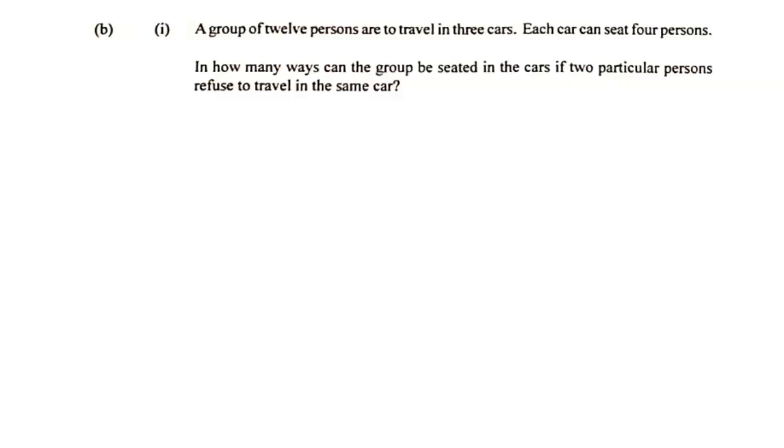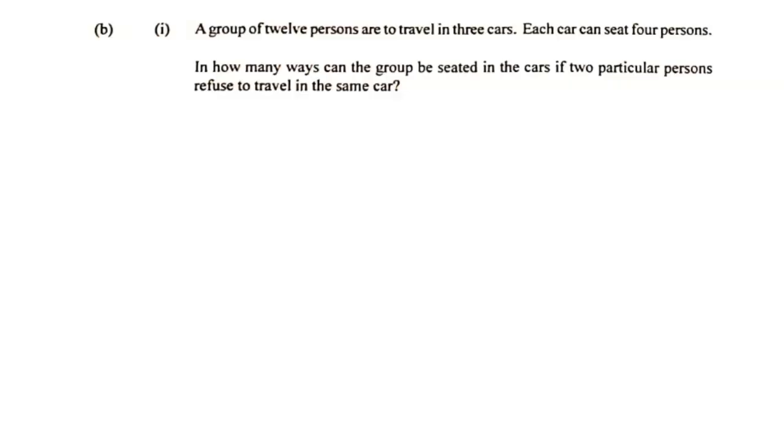Next, a group of 12 persons are to travel in 3 cars. Each car can seat 4 persons. In how many ways can the group be seated in the cars if 2 particular persons refuse to travel in the same car? Alright, so let's read again.